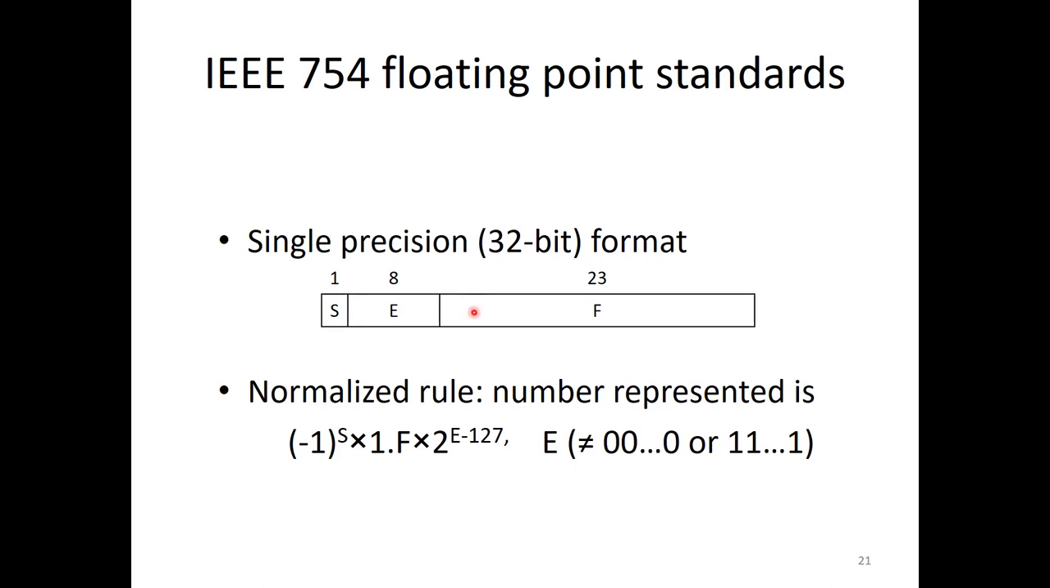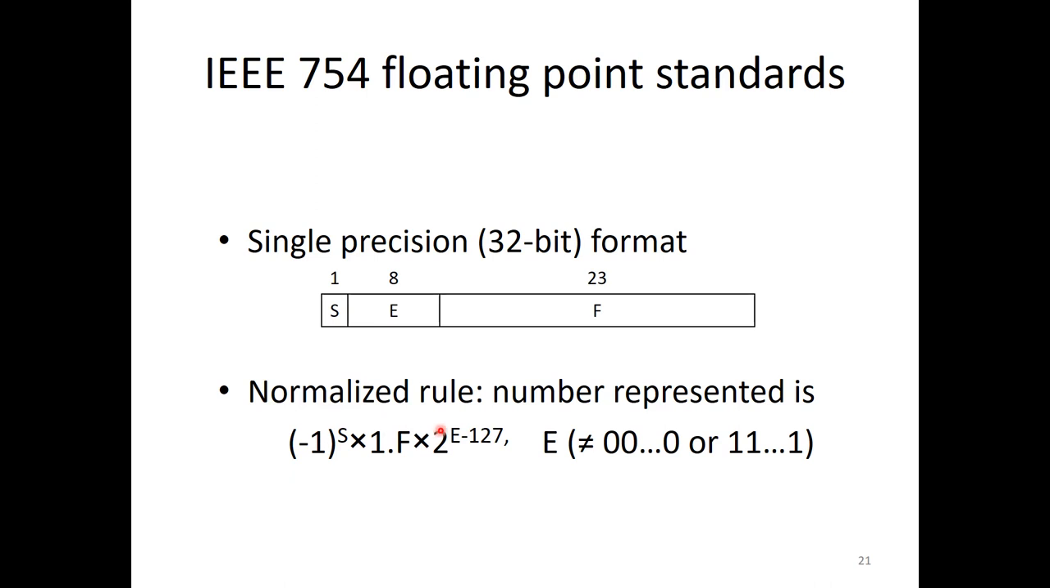So what is the value of the number in decimal system? It will be (-1)^S times 1.F times 2^(E-127), because remember there will always be a 1.F, this F, and E is this exponent minus 127. 127 is called the bias for the 32-bit system. And for the 64-bit system, it will be 255. But for the 32-bit, or single precision system, the bias is 127.